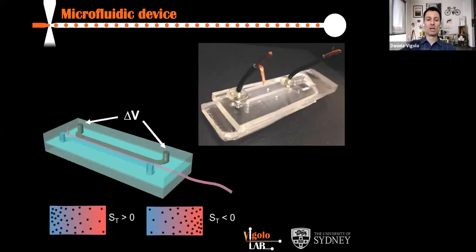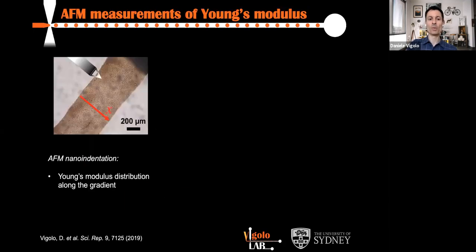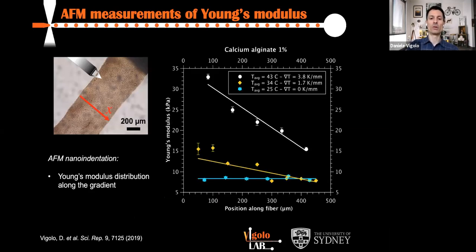That's what matters. And again, we can control the Soret coefficient depending on the sample we're using. In this specific case, sodium alginate at slightly above room temperature, the Soret coefficient is positive, so we have an accumulation to the cold side. But this is just a technicality. What is important is that we can extract this material and test it with AFM, and we can see the distribution of Young's modulus across this material.